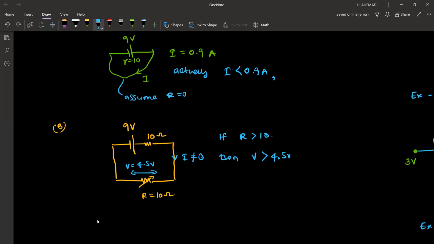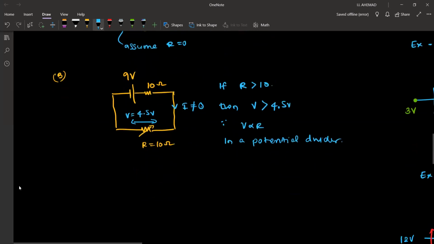Is this statement clear? If R is greater than 10, then V is also greater than 4.5 because it is just like a potential divider circuit, right? In a potential divider circuit, V is proportional to R. Are you all clear? So if we increase the resistance, V will increase. Therefore, statement B is wrong.